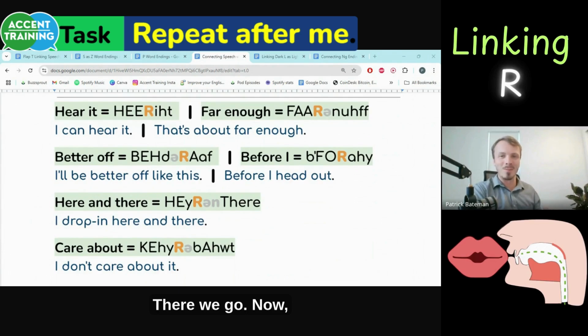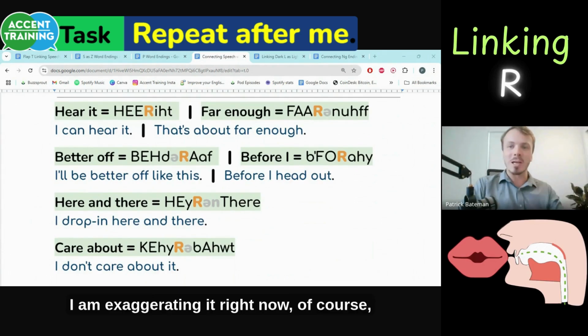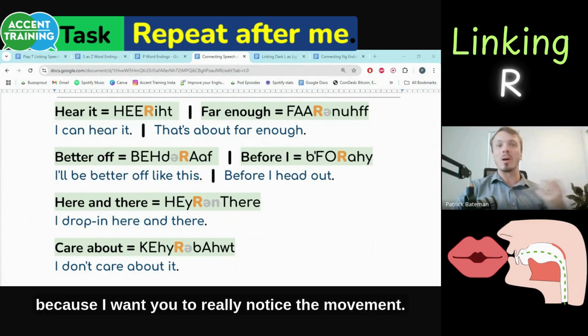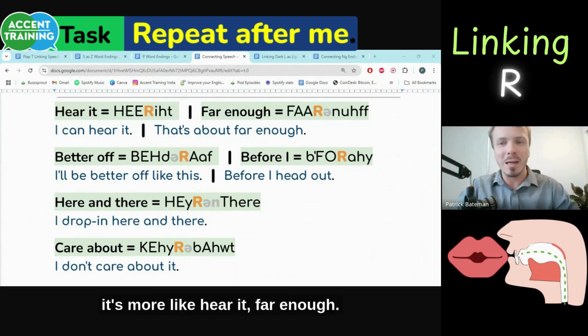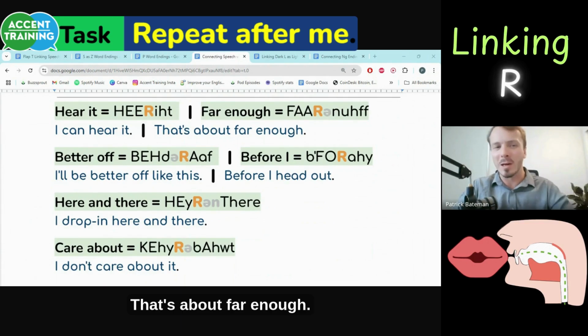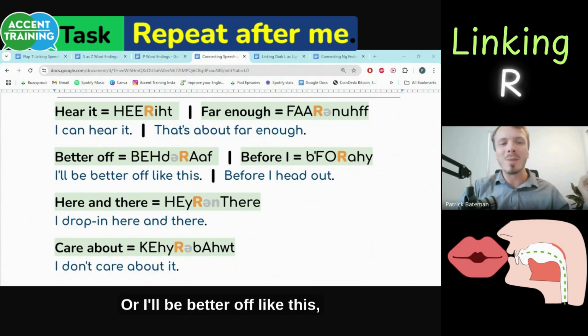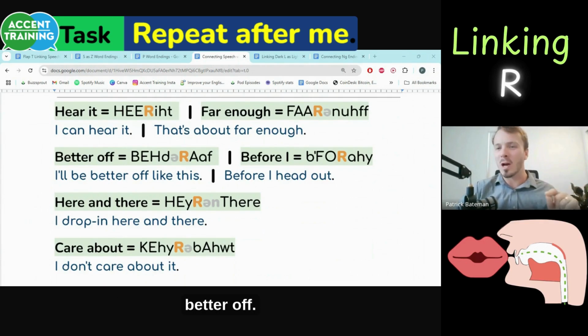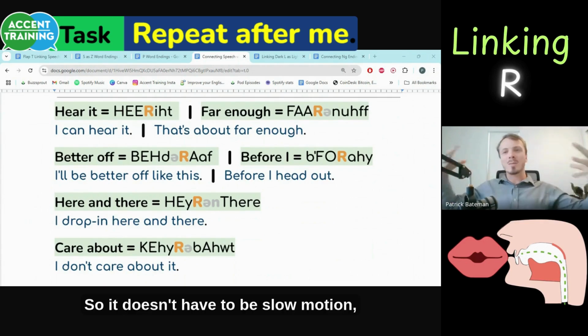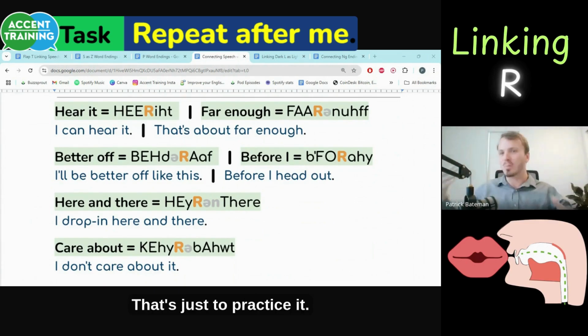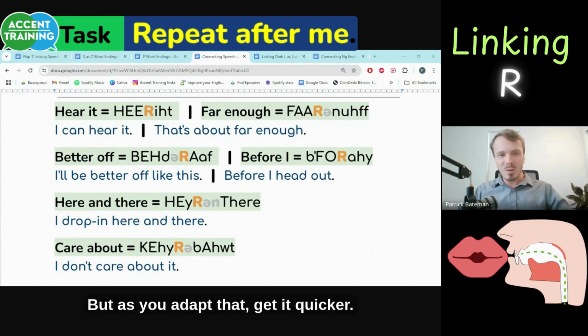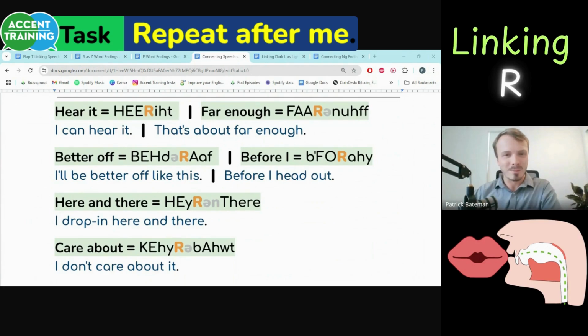There we go. Now, I am exaggerating it right now, of course, because I want you to really notice the movement. If I say that quicker, it's more like "hear it, far enough." Or like, that's about far enough. Or I'll be better off like this, better off. So it doesn't have to be slow motion, better off. You know, that's just to practice it. But as you adapt that, get it quicker.